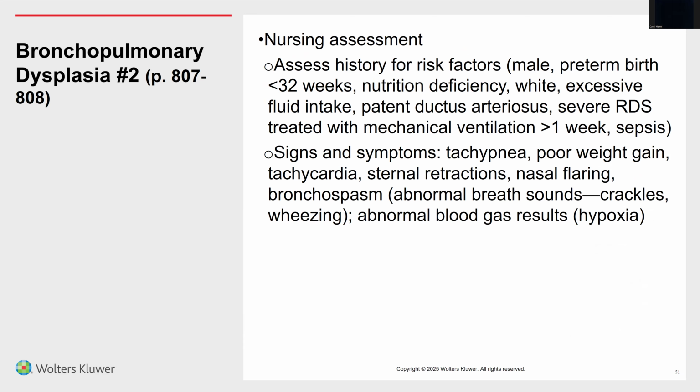We're going to assess for any history of risk factors like male, preterm birth less than 32 weeks, nutrition deficiency, white or Caucasian babies, excessive fluid intake, patent ductus arteriosus, severe respiratory distress syndrome treated with mechanical ventilation for greater than a week, and sepsis. These little ones will have signs and symptoms of tachypnea, poor weight gain, tachycardia, sternal retractions, nasal flaring, and bronchospasm, where you're going to hear abnormal breath sounds like crackles and wheezing. These little ones will also have abnormal blood gas results or hypoxia.